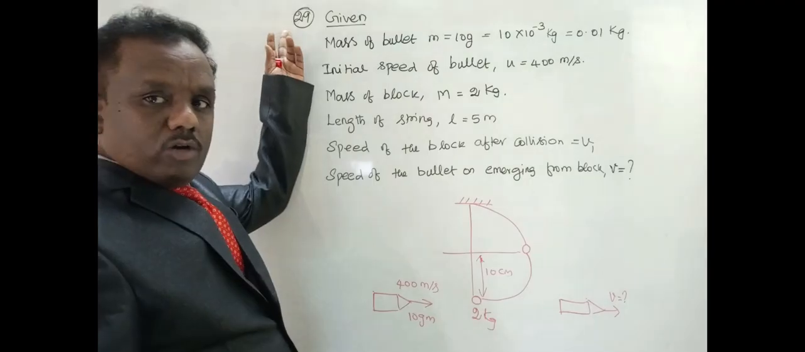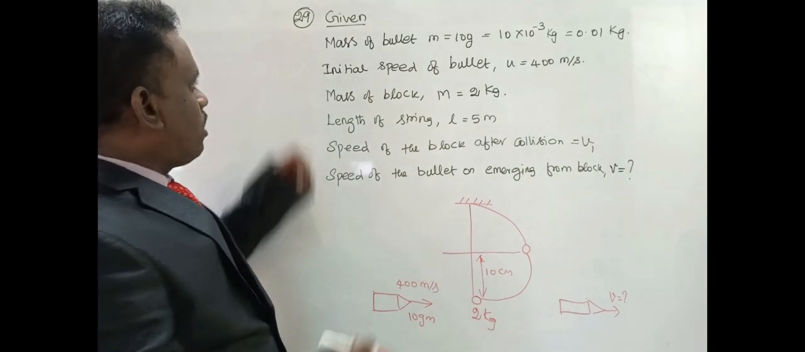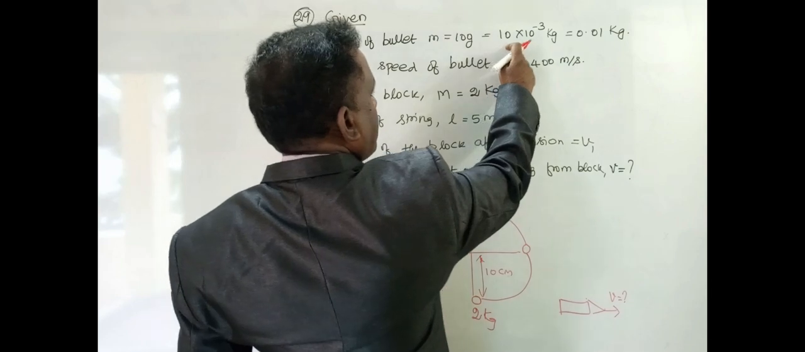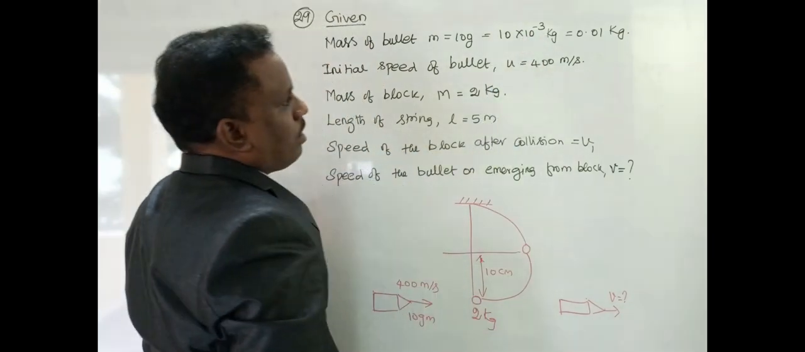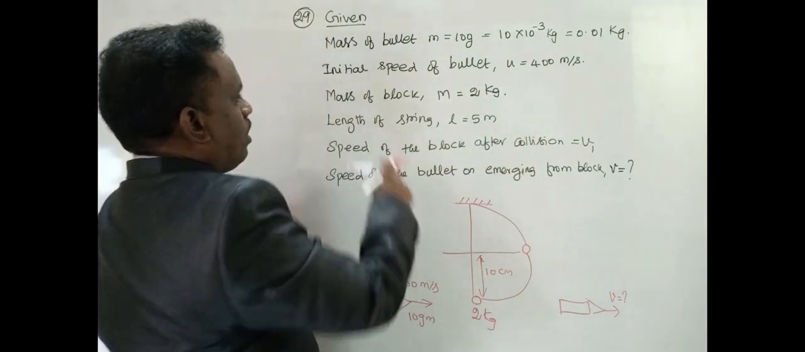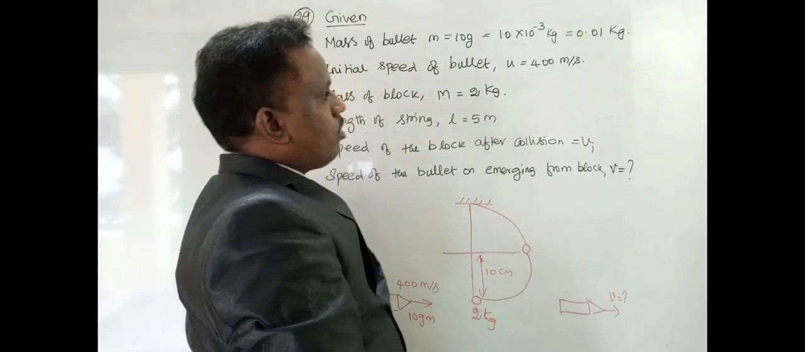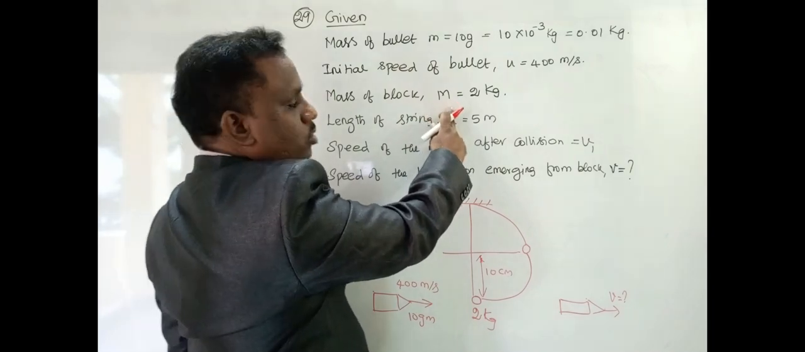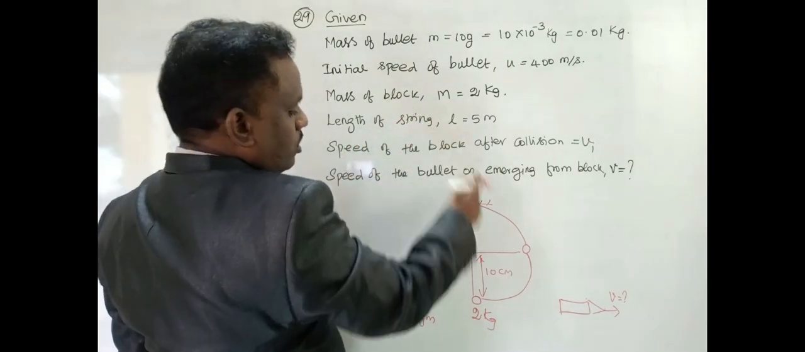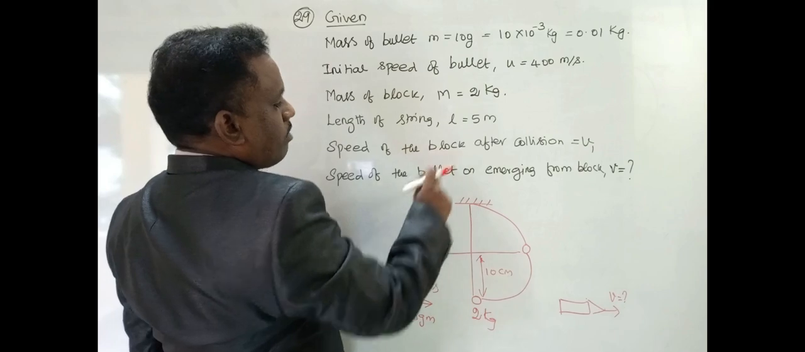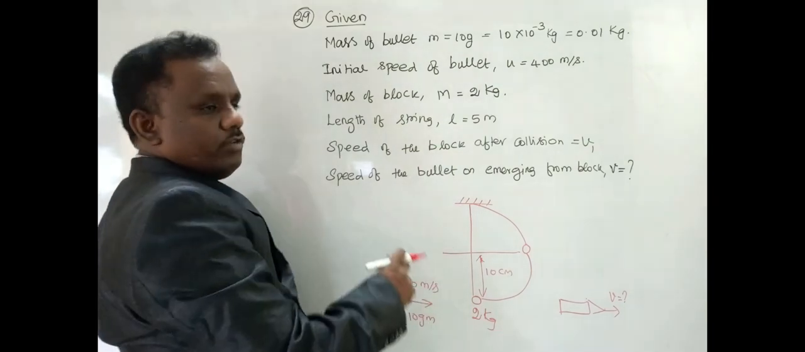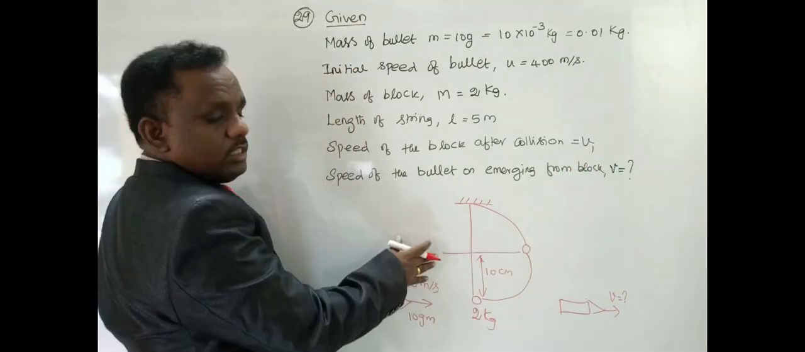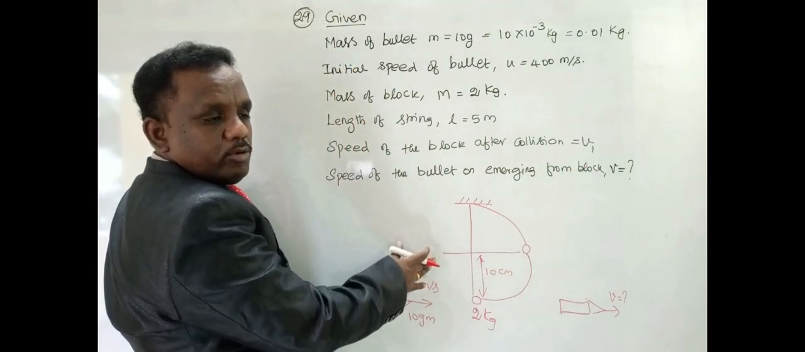For 29th question, given values are mass of the bullet m is equal to 10 gram, that is equal to 10 into 10 power minus 3 kilogram is equal to 0.01 kilogram. Initial speed of the bullet u is equal to 400 meter per second. Mass of the block capital M is equal to 2 kilogram. Length of the string L is equal to 5 meter. Speed of the block after the collision is equal to V1. Speed of the bullet on emerging from the block v is equal to what? This figure explains the question.